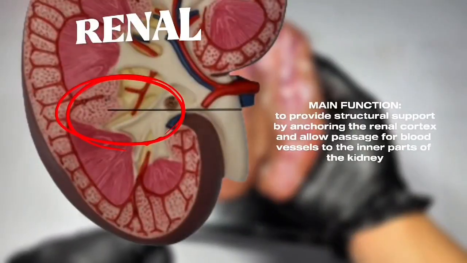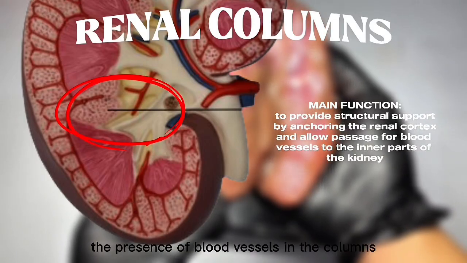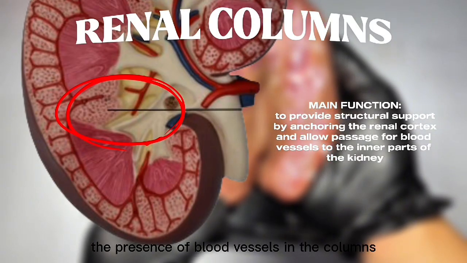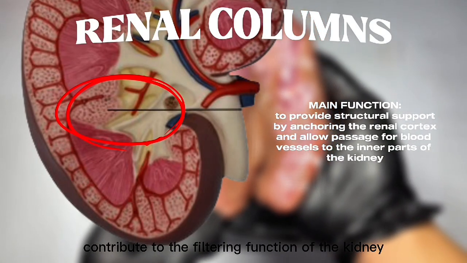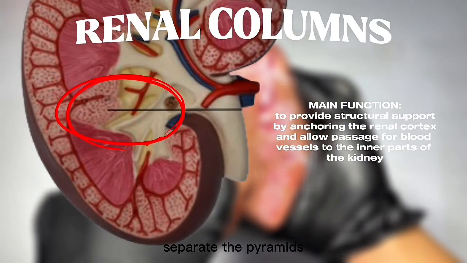The renal columns facilitate anchoring of the renal cortex. The presence of blood vessels in the columns contributes to the filtering function of the kidney. Also, these extensions of cortical tissue separate the pyramids.